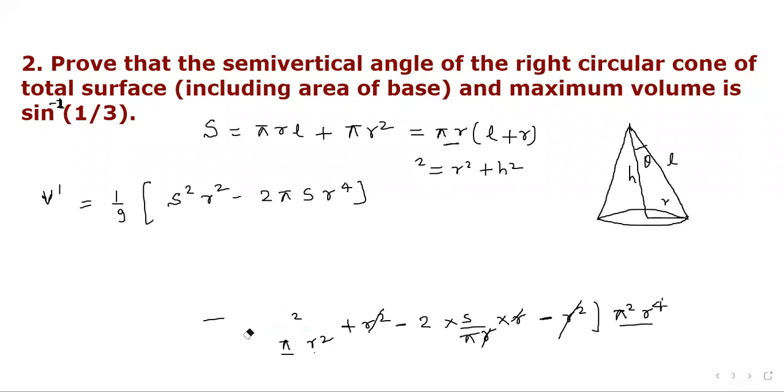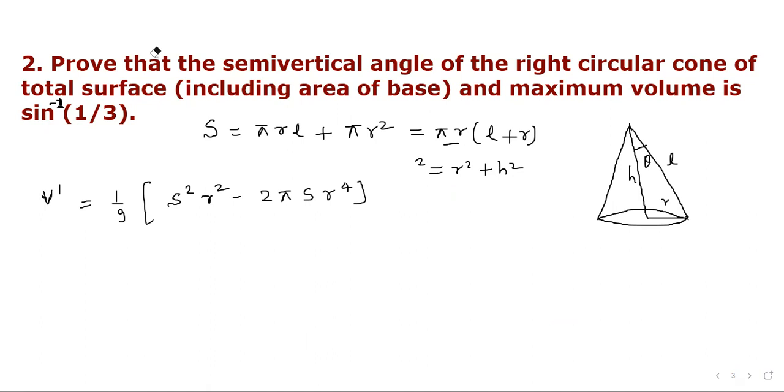Now let's differentiate it with respect to r. Here volume is expressed in terms of r, and s is constant. So dv dash divided by dr will be 1 by 9 times, r square derivative will be 2r, so 2r times s square, minus this will become 4r cube, so 4 times 2 is 8 pi s r cube.